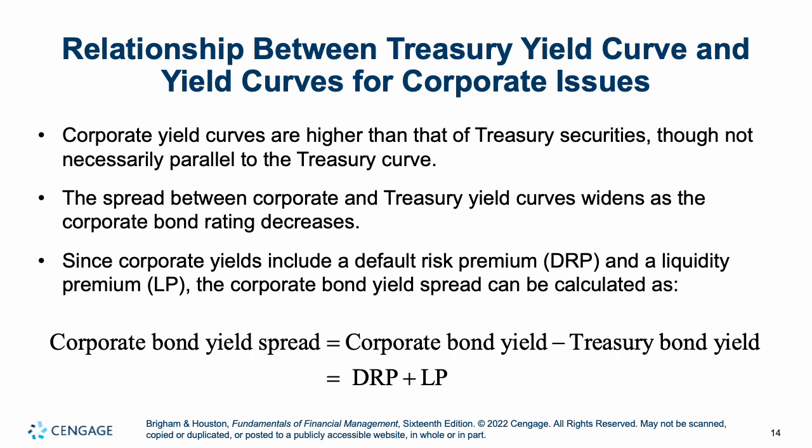Since corporate yields include a default risk premium and a liquidity premium, the corporate bond yield spread can be calculated as the following. The corporate bond yield minus the Treasury bond yield, or default risk premium plus liquidity premium. Because remember, Treasuries do not have a default risk premium or a liquidity premium.